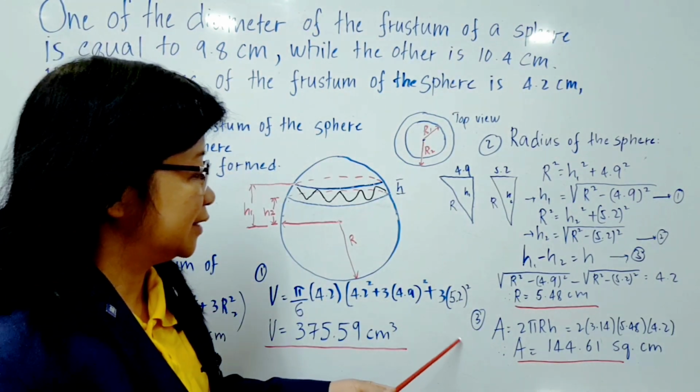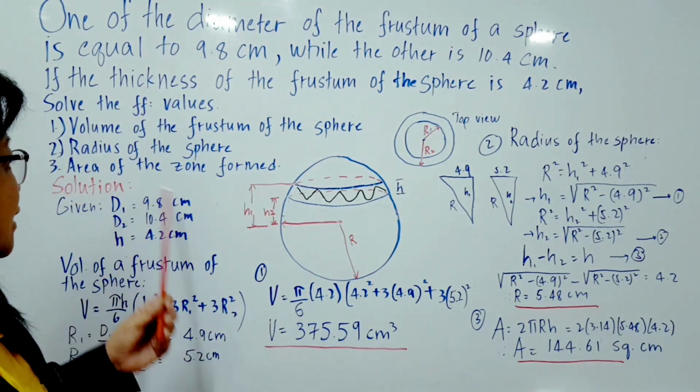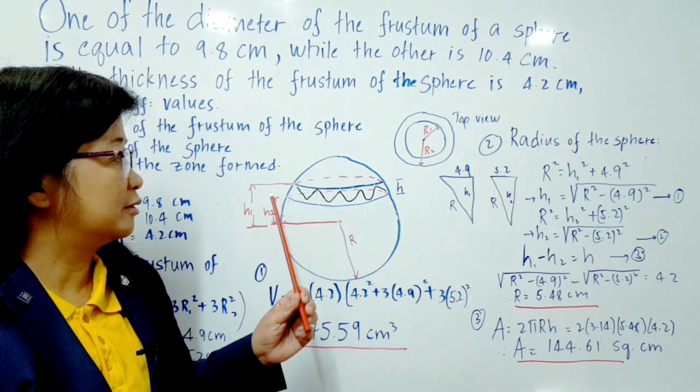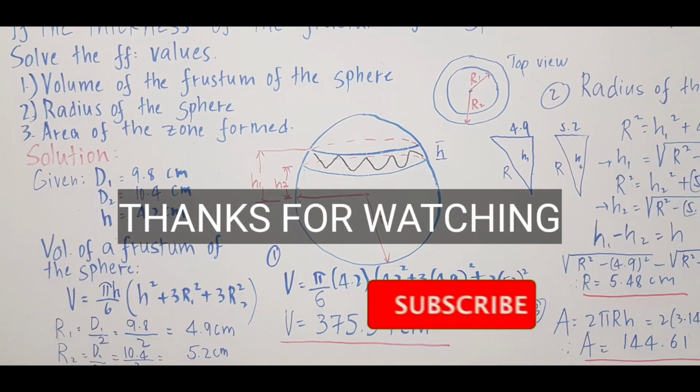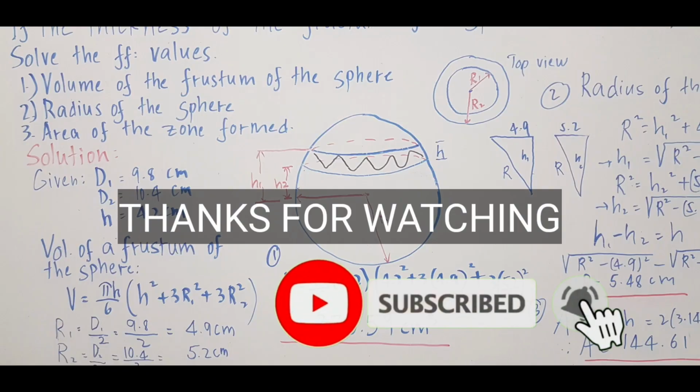So now we find the third answer, the area of the zone formed, or the area of the frustum of the sphere.